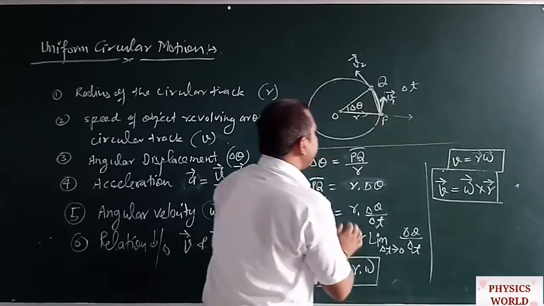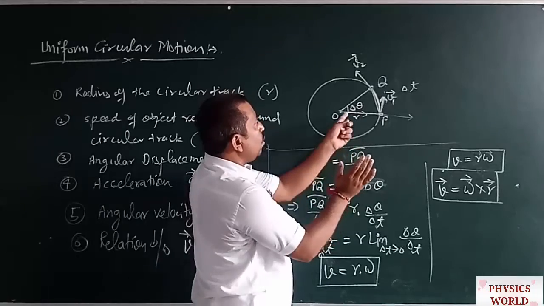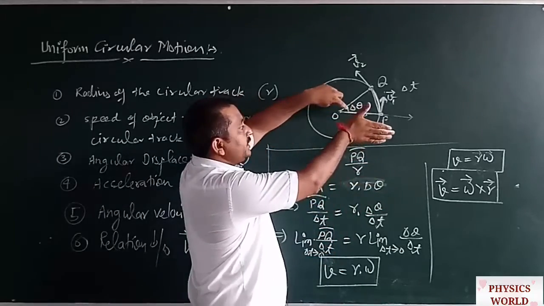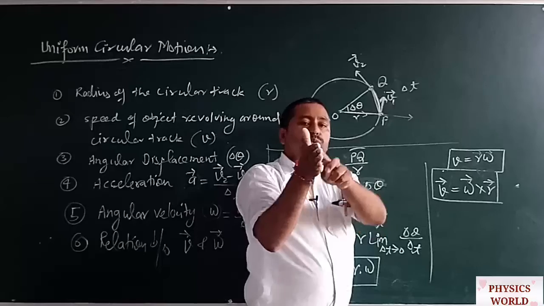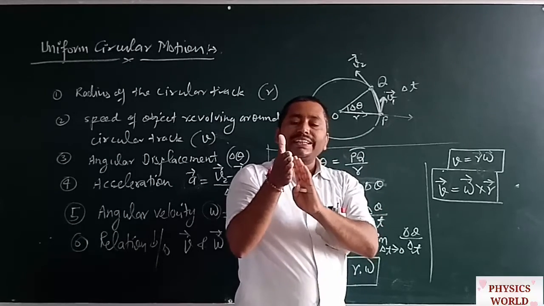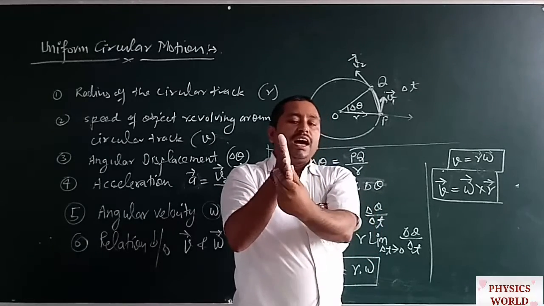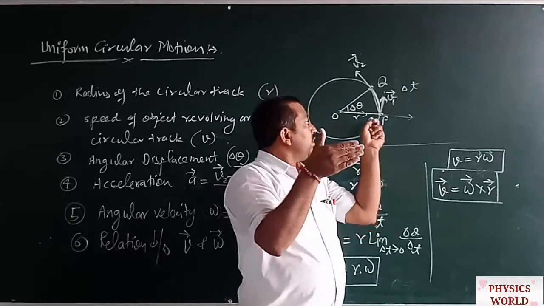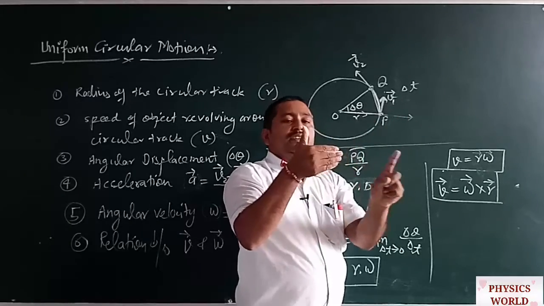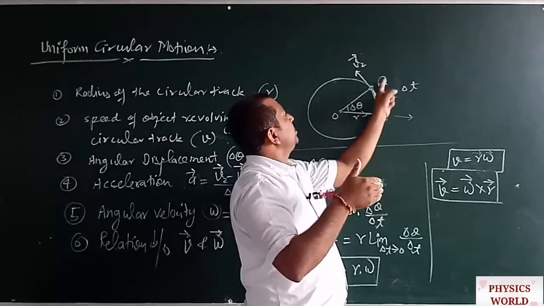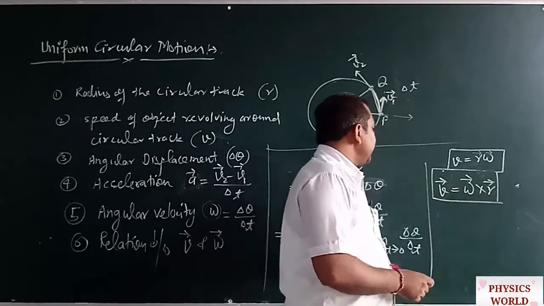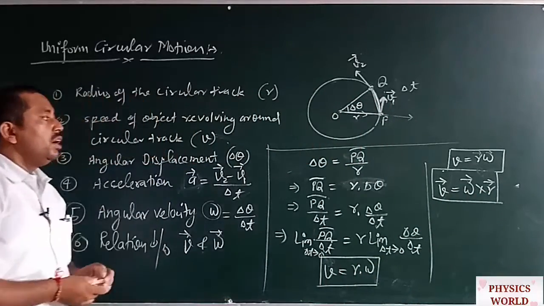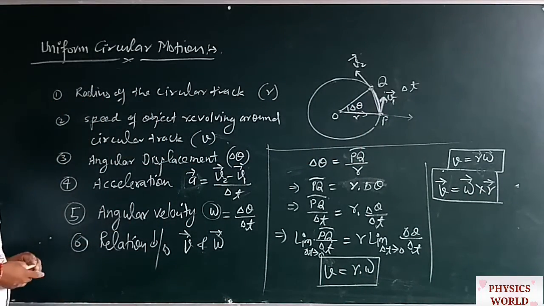If we take omega along this direction, suppose omega is lying in this direction, we stretch our right hand fingers along the first vector and curl them along r, that is along this direction. Then the thumb indicates the direction of the resultant, which means v. So in vector form we can write vector v is equal to vector omega cross vector r.